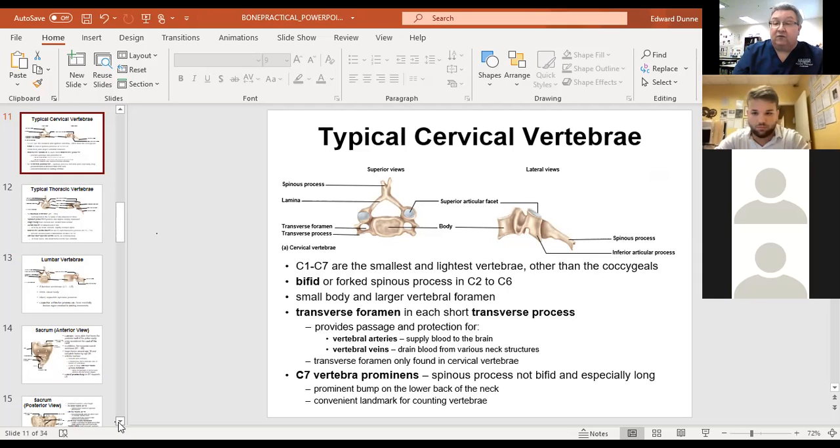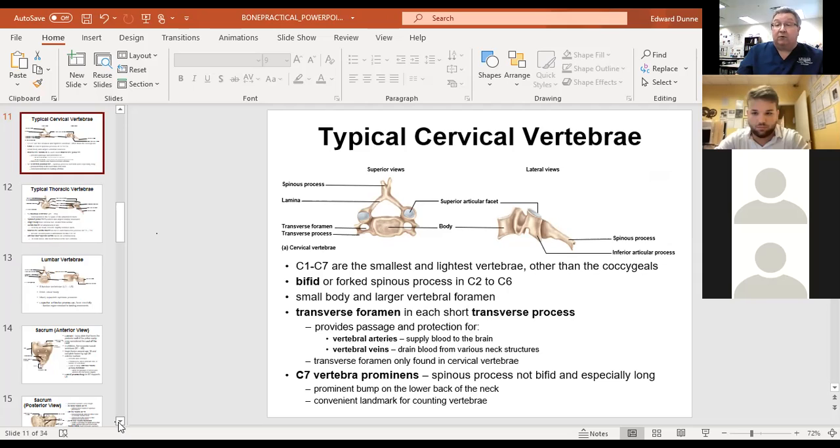The transverse processes again have this transverse foramen. Here's the process. The foramen is the hole, and it allows for the arteries, the veins, and the nerves to go up into the brain. And again, these transverse foramen are only found on the cervical vertebra.